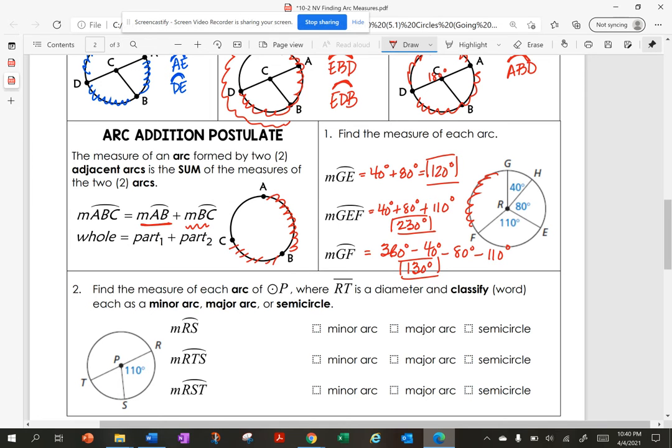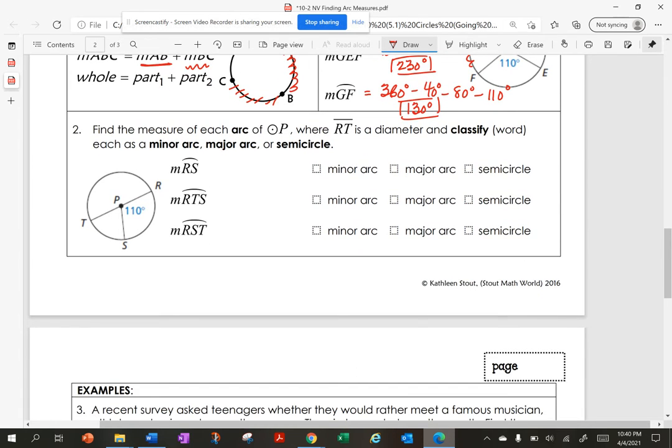Okay, so let's classify some arcs here. Find the measure of each arc of circle P, where segment RT is a diameter, and classify each as minor, major, or semicircle. Okay, so let's start out with the first one, R to S. From R to S, I'm only using 2 letters, so I know I have a minor arc. I also know it's 110 degrees, which is less than 180, so I know it's a minor arc.